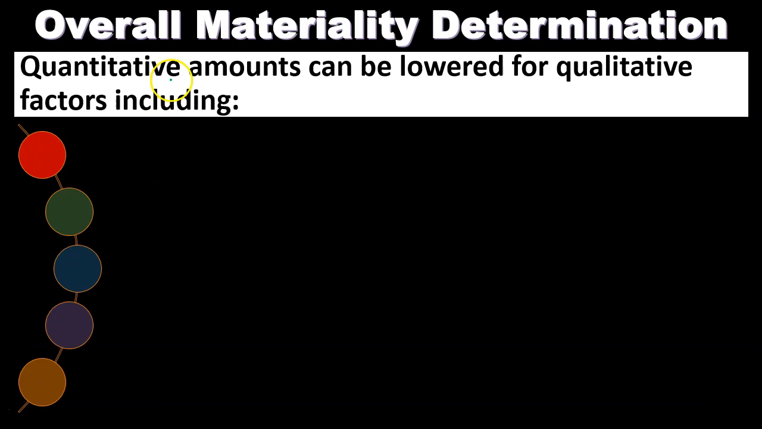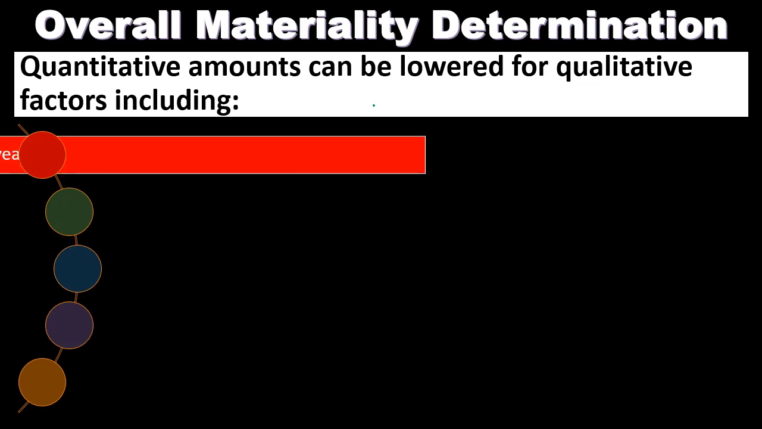Now, once we have the quantitative amounts that we're going to use to determine the overall materiality, they may be lowered by qualitative factors. There might be qualitative factors, in other words, quantitative, qualitative. Quantitative, those numerical factors, the ones we really want, because they're going to be a lot easier for us to work with, and qualitative factors that we can't put a number value to as easily, but which we might take into consideration.